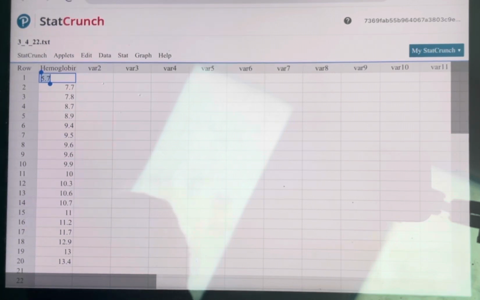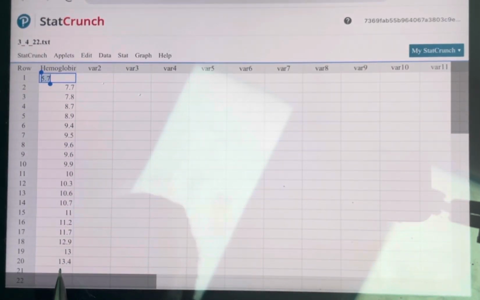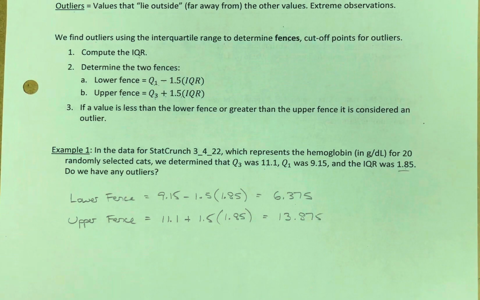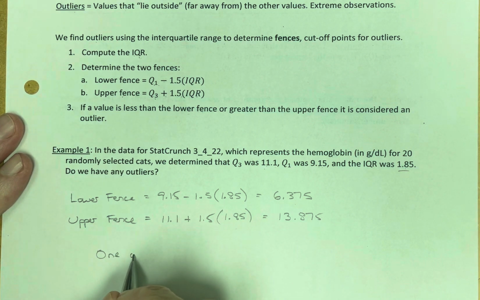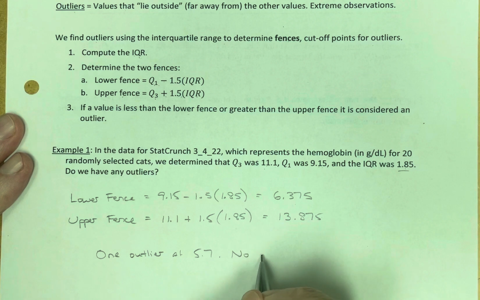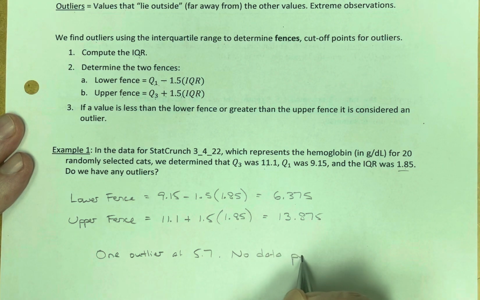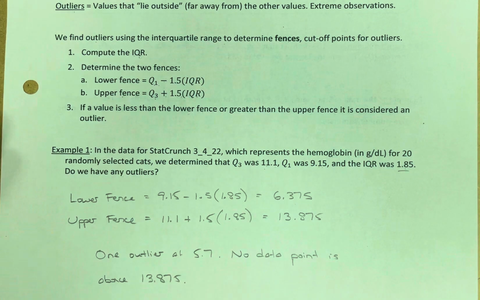The upper fence is 13.875, and I have no number above it. My largest number is 13.4. I have no number above 13.875, so I have no outliers that are above that. I only have one outlier, and that's a low outlier. So one outlier at 5.7, and no data point is above 13.875.